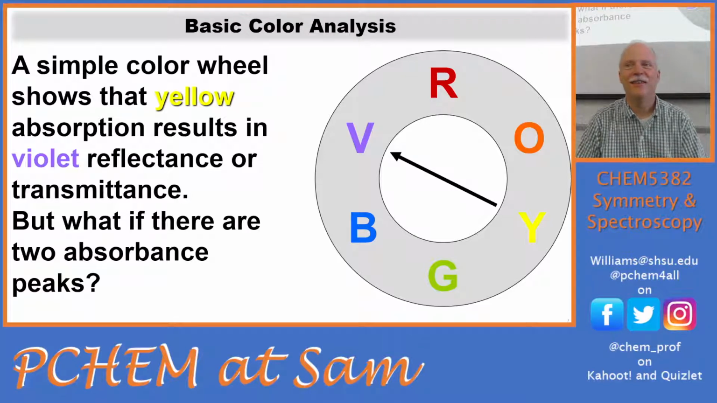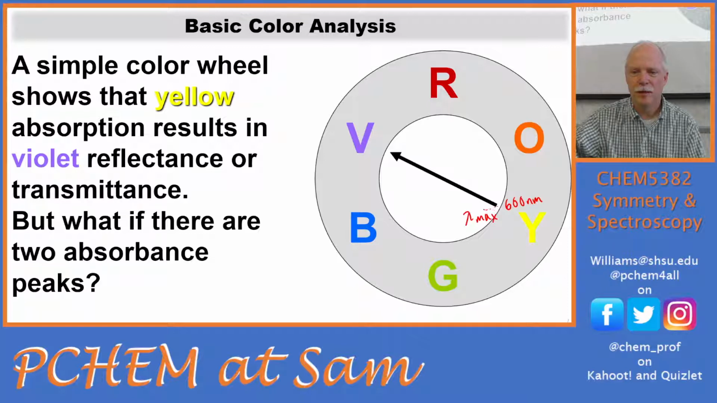Okay. Right, and so yellow, like you got a 600 nanometer peak. That's lambda max. Okay, so that's great. That's a yellow absorption, but what's the width of that peak? Does it tail to the right? Does it tail to the left?